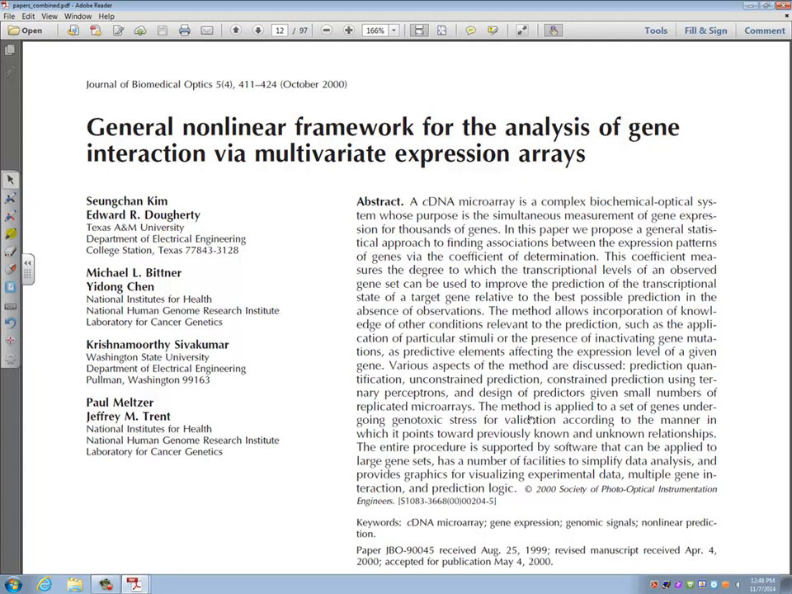So the idea here is, how are you going to pick the best predictor? You're going to say that the set which gives you the highest COD, the COD close to 1, will be the good predictor for that gene. So by looking at gene expression data, you're trying to figure out relationships between genes. That's the main idea here. So this is prediction.